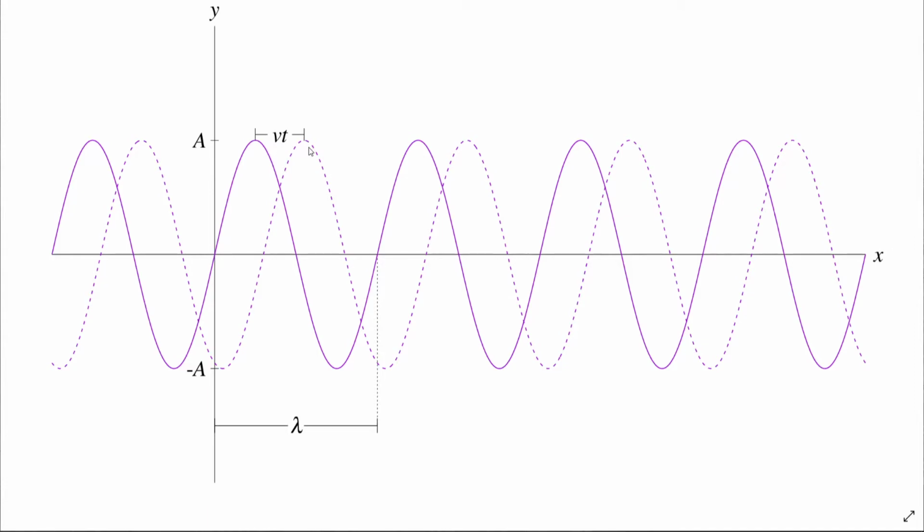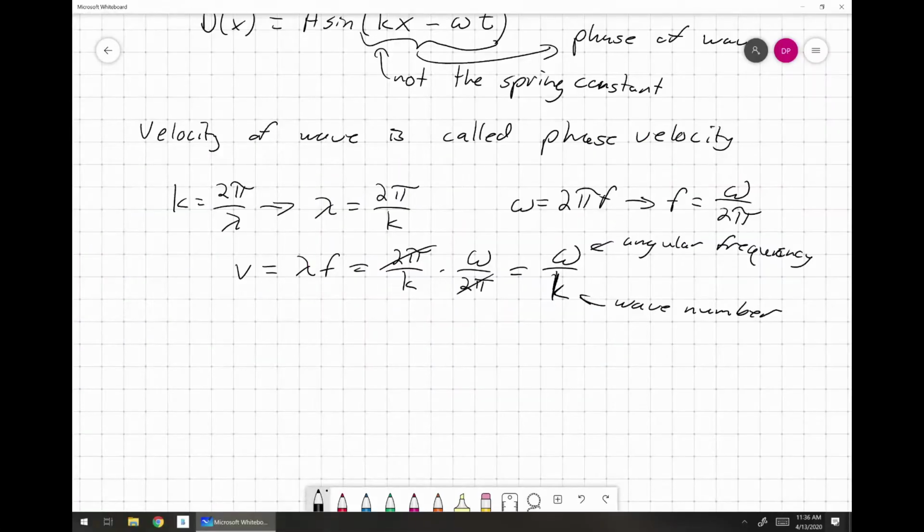Now, if the wave was moving to the left, we would have the same kind of argument, but now you would have to add in the value. So if this is our starting position here and our ending position there, you would have to add this distance vt so that the argument of your sine function was that same value again, so that you would have the same kind of overall displacement at that point.